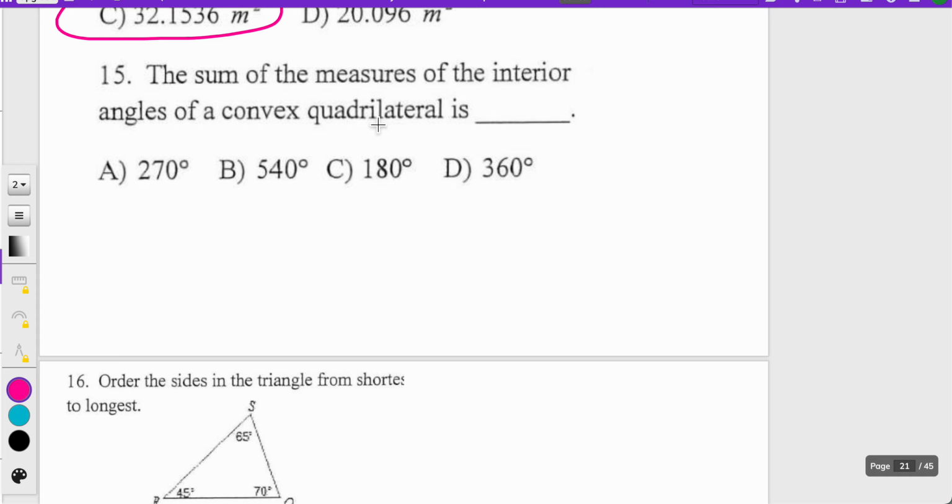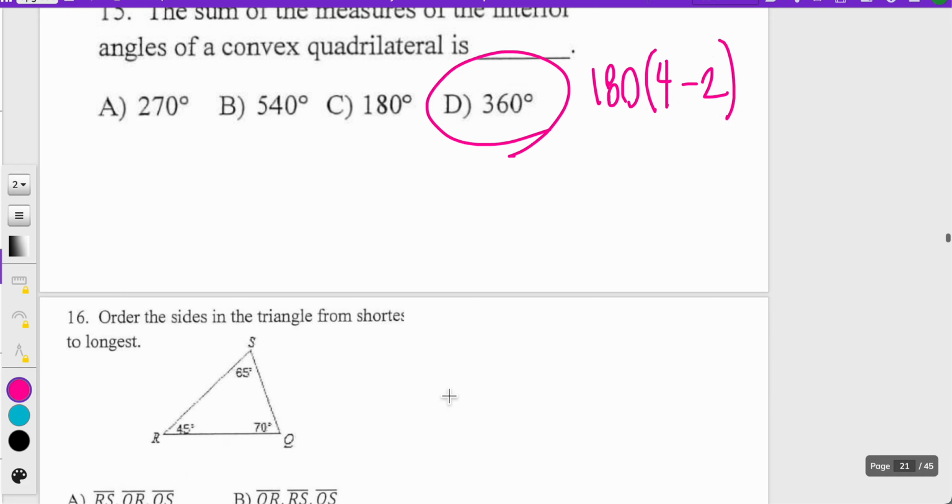The sum of the measures of the interior angles of a convex quadrilateral is 360. It's still a quadrilateral, so that means four-sided. So you can do 180 times 4 minus 2, or 180 times 2.